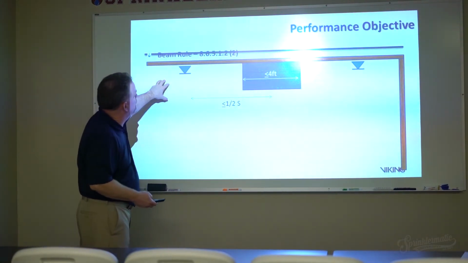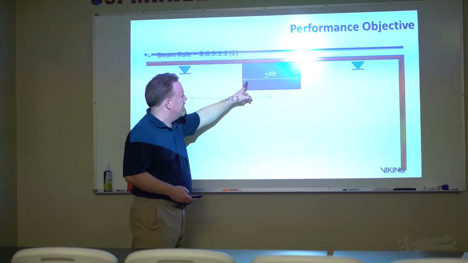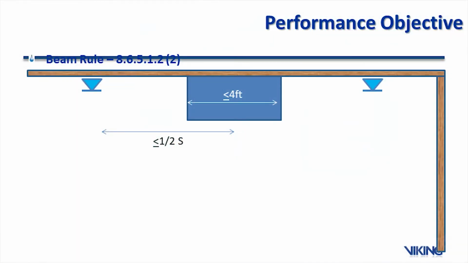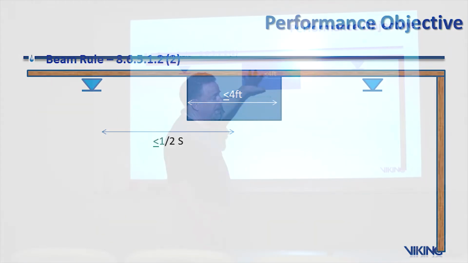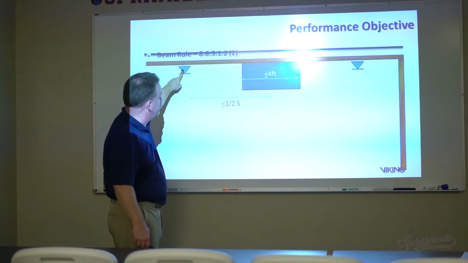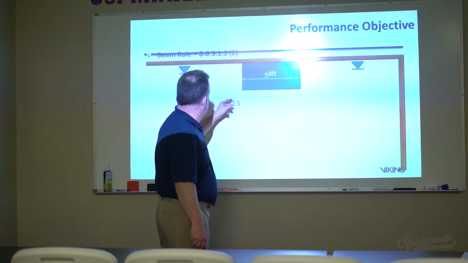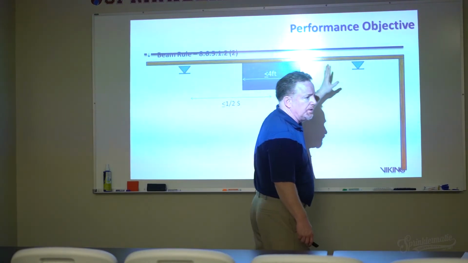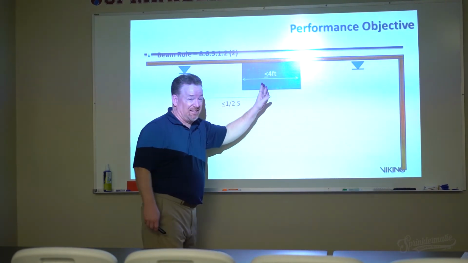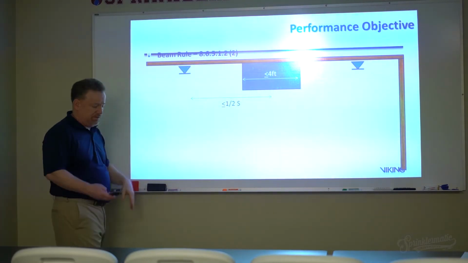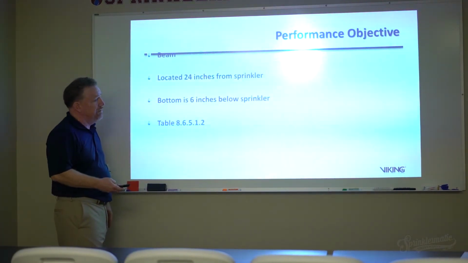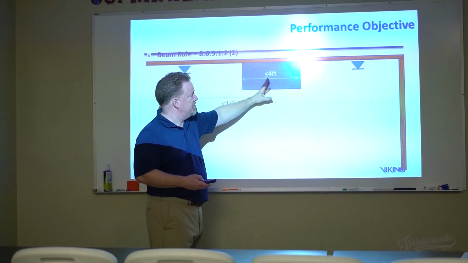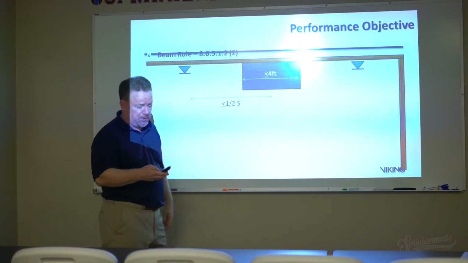An additional issue on the beam rule is that if I've got an obstruction between two sprinklers, maybe ductwork running between two sprinklers, and it's less than 4 feet in width, then I simply have to measure from here to here, which is half of S. And I do the same thing on this side. So I'm basically treating the middle of this kind of like a wall, half of S. If it's greater than 4 feet, then I have to put a sprinkler underneath that. If this obstruction is greater than 4 feet, I wind up with a sprinkler underneath.